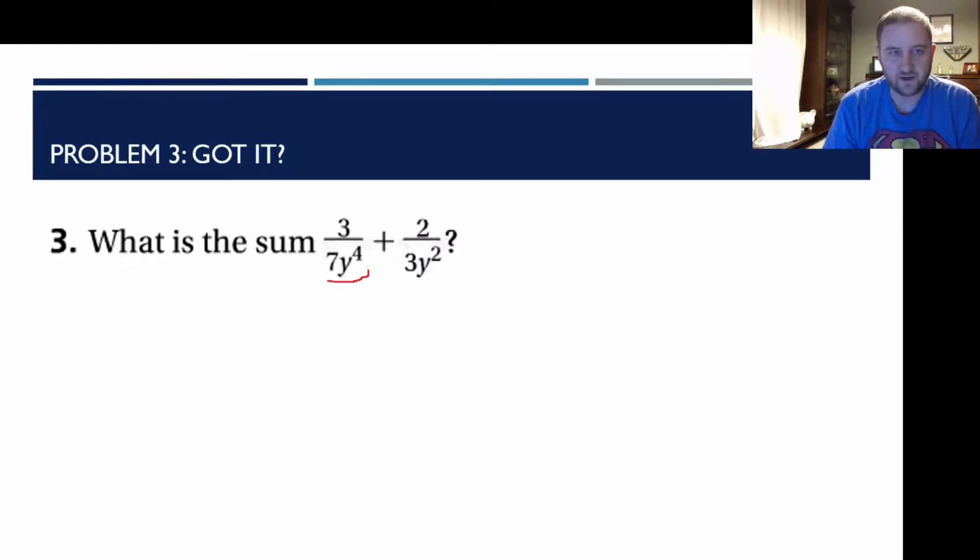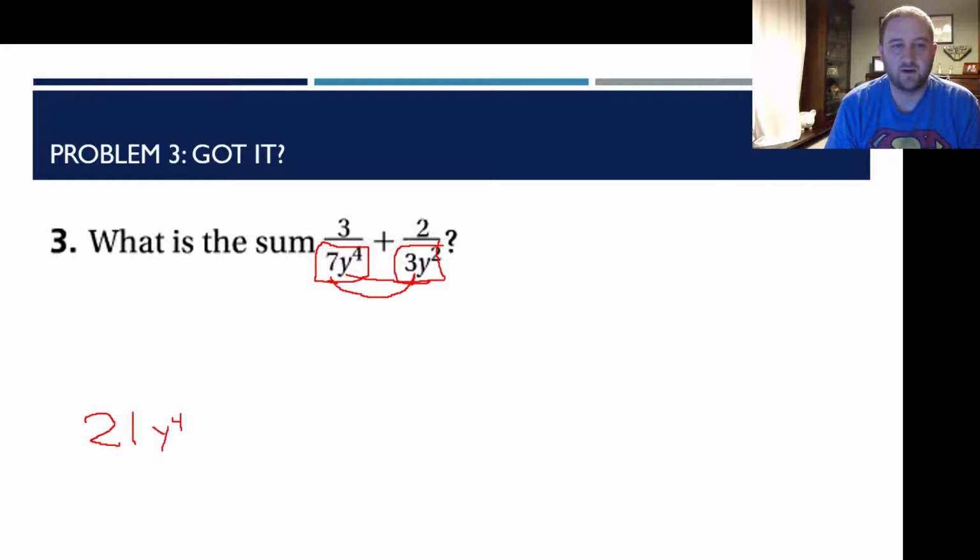All right, so let's look at our denominators here. 7y to the 4th and 3y squared. So 7 and 3. What's the least common multiple there? Well, hopefully you know, that's 21, right? Then y to the 4th and y squared. The lowest value for y that we can use is going to be y to the 4th. Okay, y to the 4th times 1 goes into y to the 4th, and then y squared times y squared goes into y to the fourth, right?